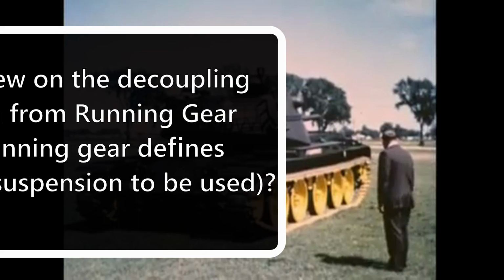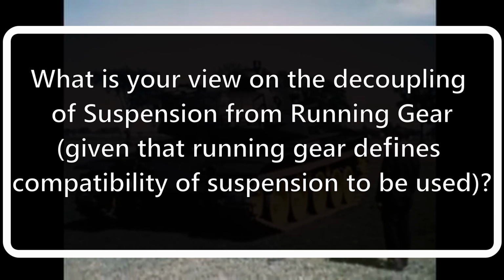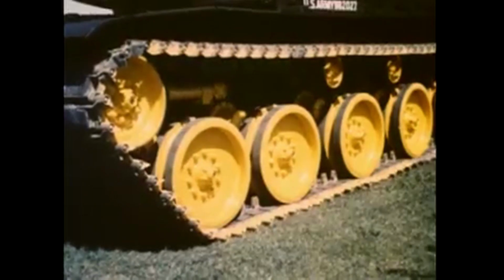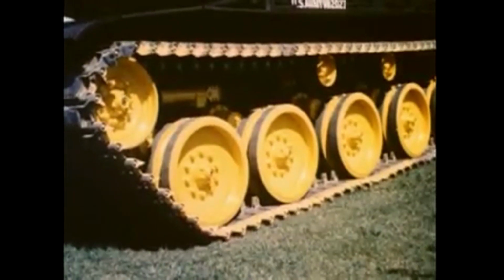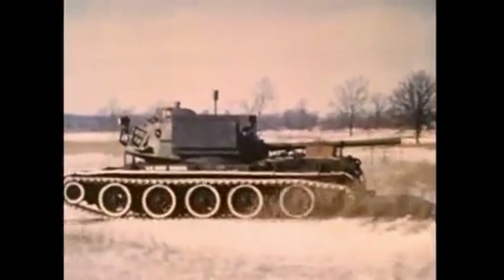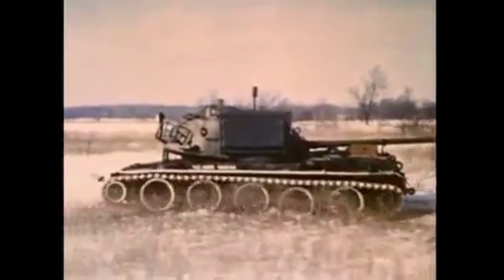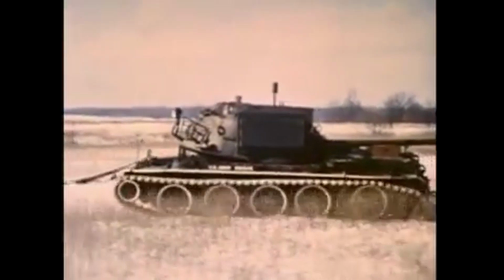What is your view on the decoupling of suspension from running gear, given that running gear defines compatibility of suspension to be used? Well, generally in tank design, it goes the other way around. The suspension is considered the main tank component and is generally decided upon first, after which the more minor details of the running gear, such as the tracks, drive sprocket, idler, road wheels, and return rollers, are decided upon.